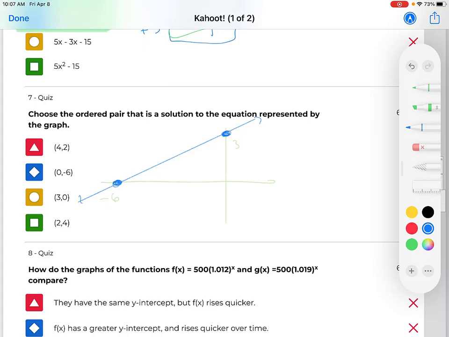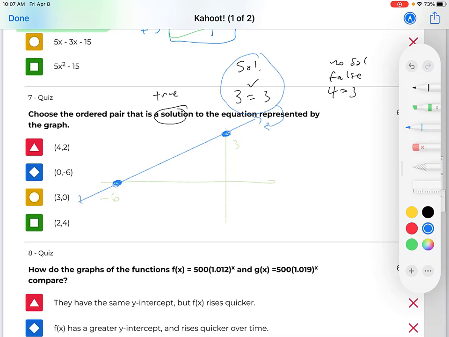Okay, a solution is anything that's true. So for example, 3 equals 3, that is true. That means it's a solution. 4 equals 3 is not a solution. This is false. So the solutions are a visual representation of what's on the line. So just look at what's on the line.